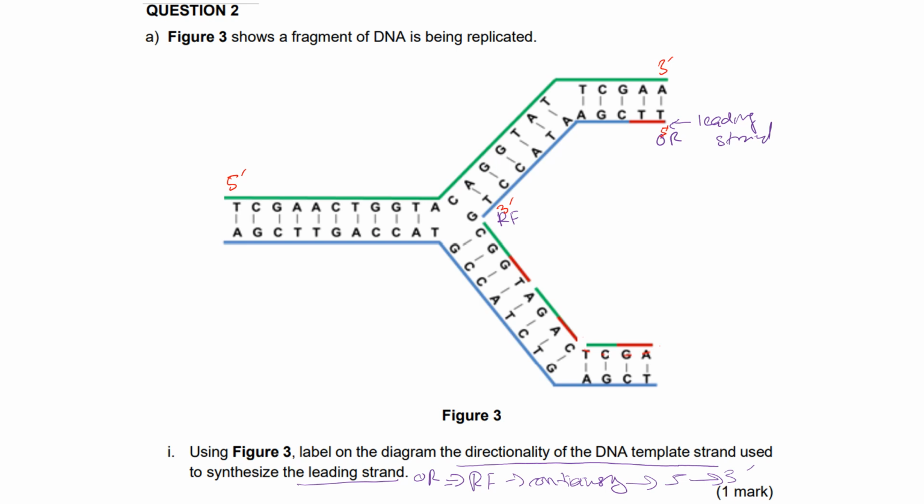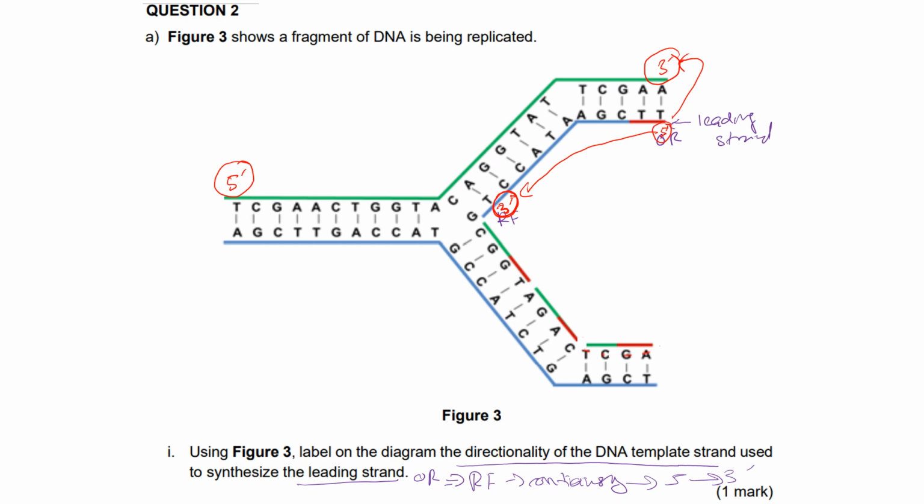This is because earlier, you know that the direction to synthesize a new DNA strand is from 5' to 3'. So therefore the template, when you write 5' here, obviously it has to be complementary with 3'. Same goes to this end where you will write 3' here. So obviously on this side is a 5'. So that is the directionality of the template strand.